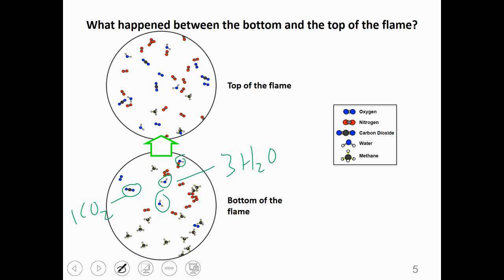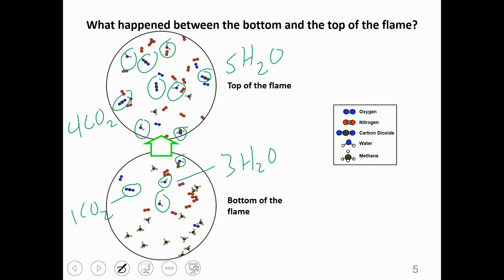We now see that there's much more carbon dioxide. There's 1, 2, 3, 4 CO2s at the top. And we also see there's a little bit more water too. So 1, 2, 3, 4, and there's probably one hiding over here. 5, we see 5 water molecules at the top of the flame. So you can see that there's a change in that system, especially in terms of the air between the bottom and the top.